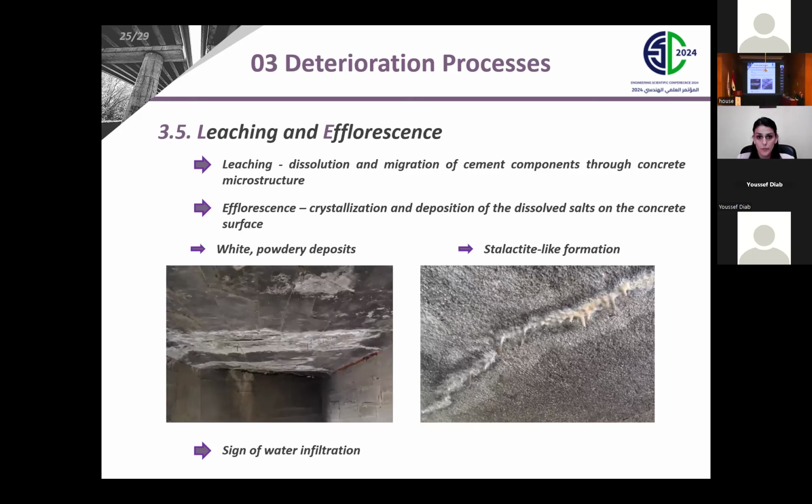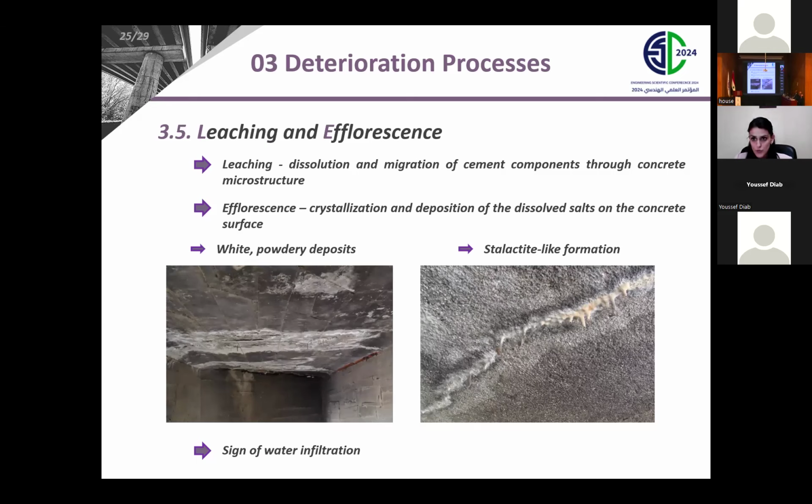The next processes I want to discuss are leaching and efflorescence. Leaching is the process of dissolution of calcium hydroxide salts into the concrete pore water and migration through concrete microstructure. The dissolved salts then crystallize and deposit on the surface of concrete, a phenomenon known as efflorescence. It may occur in the form of white powdery deposit or as stalactite-like formations when water dripping is present.